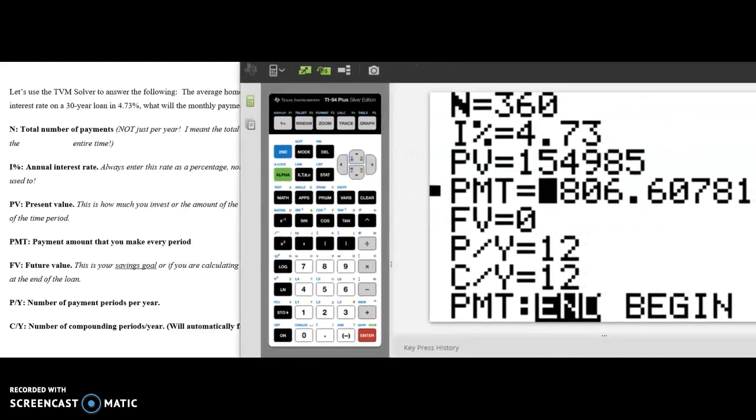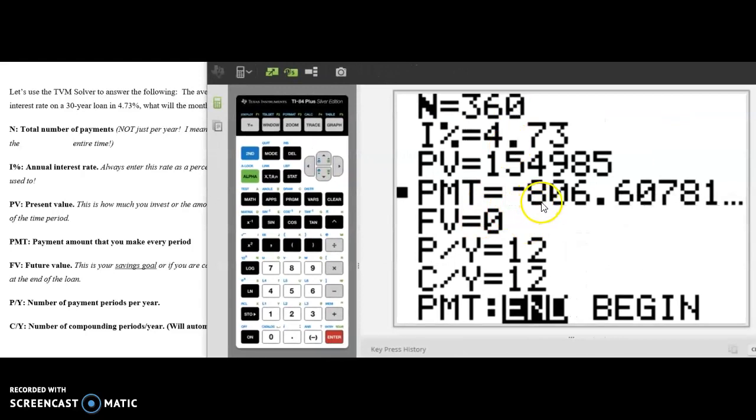Move this over, okay? A payment of $806.61. So this is telling us if I was taking out a loan of $154,985, a mortgage, okay, a loan for a house, at this interest rate, over 30 years, I would have to be making a payment of $806.61 every month for 30 years.